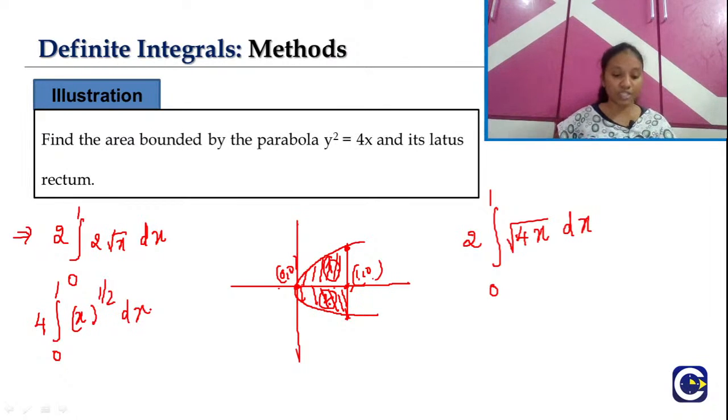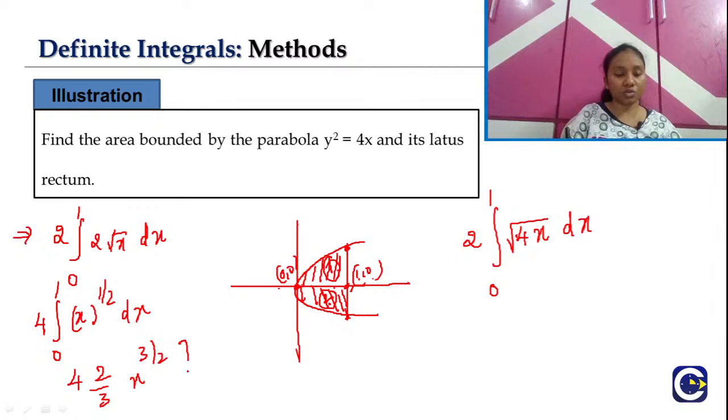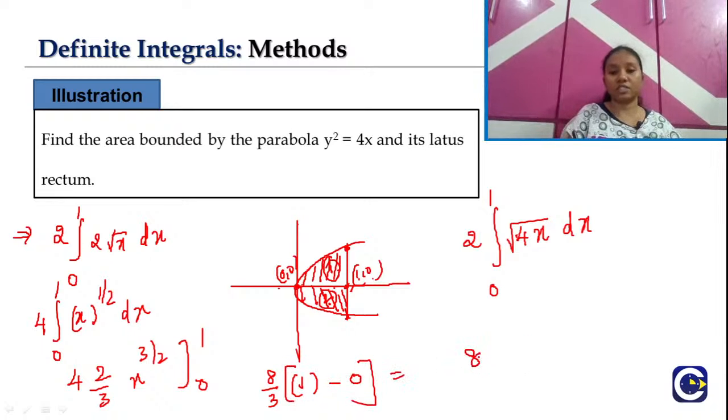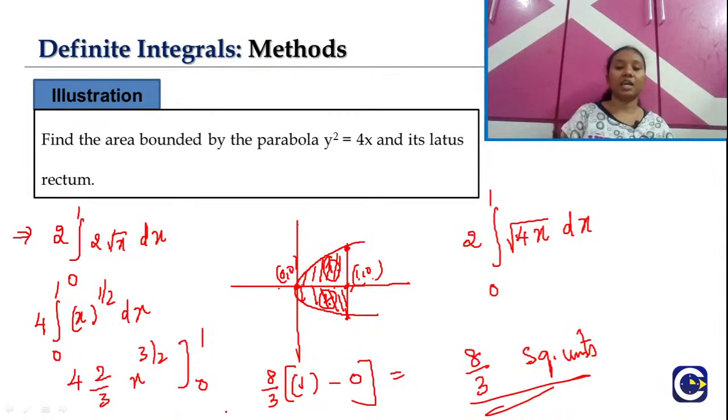Okay, Arun, Shivaranjani and Siddharth have already done it. So we can do it easily. Same thing, 4 into 2 by 3 x power 3 by 2, and the limits are 0 to 1. So here it will be 8 by 3. If we substitute 1, anything power 1 will be 1. If we substitute 0, it will be 0. So 1 minus 0 will be 1, which gives 8 by 3 square units. So the required area, which is bounded by the parabola y square equal to 4x and its latus rectum, is given by 8 by 3 square units.